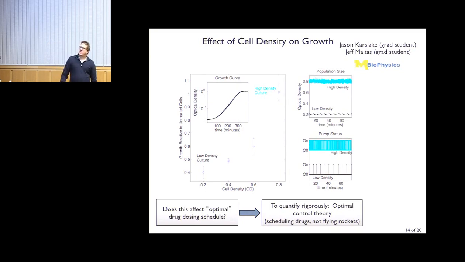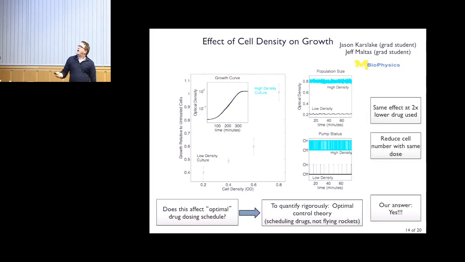So in this case, we do it numerically because these are really nonlinear models. And what you can see, at least, I just did a quick calculation with this effect right here, which, again, is early data. I'm not convinced this is exactly what it is. But if you do the optimal control and compare it to the case where you didn't know about this density dependence, is there any savings you could get, since these are both mathematically optimal? We can say something rigorously about it. And in this case, you can get basically the same effect at about half the dose of drug use. You could save drug, or you could reduce the cell number with the same dose.